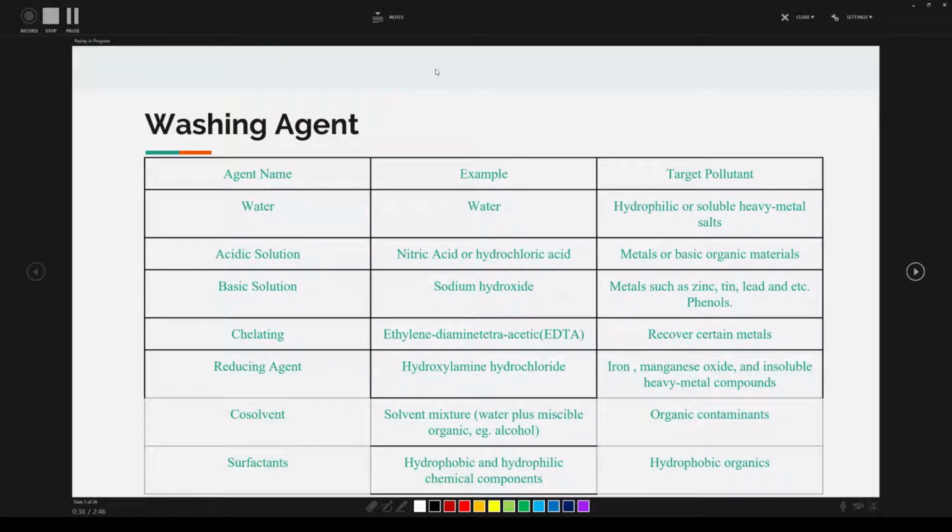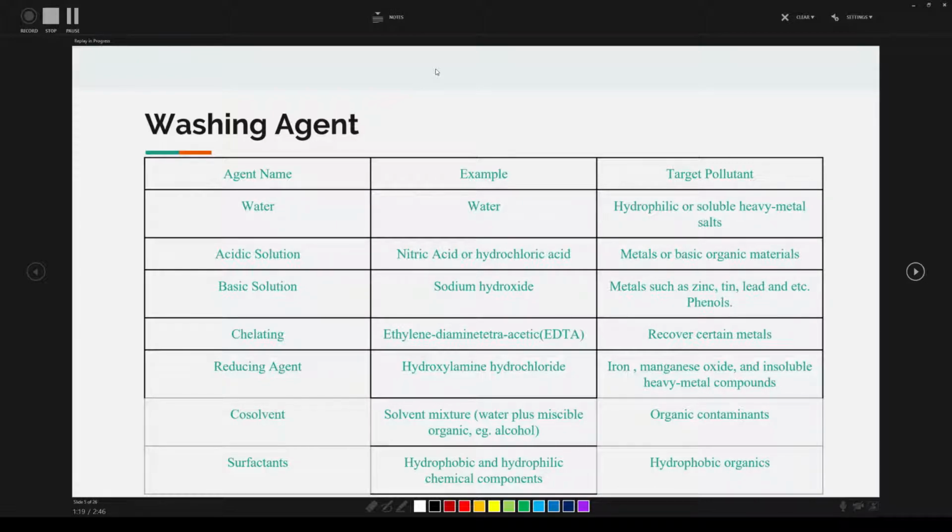And this one is an acidic solution. Examples are nitric acid and hydrochloric acid. It can be used to treat metals or some basic organic materials. And this one is the basic solution. The normal basic solution we use is sodium hydroxide, and it can be used to treat metals such as zinc, lead, and tin. And also the organic one is phenols. And chelating agents have an example, ethylenediaminetetraacetic acid, also called EDTA, and it can be used to recover certain metals.